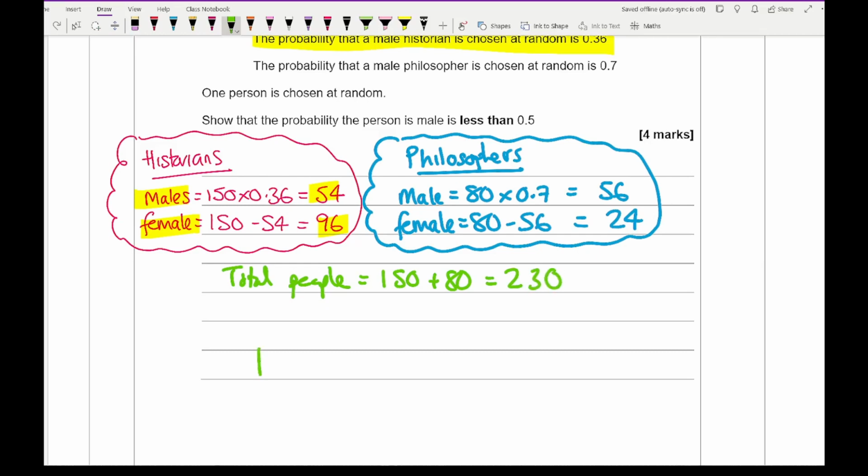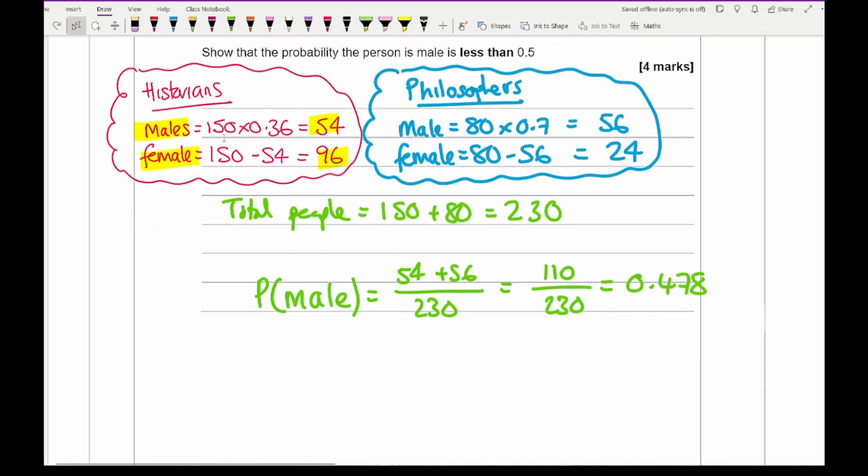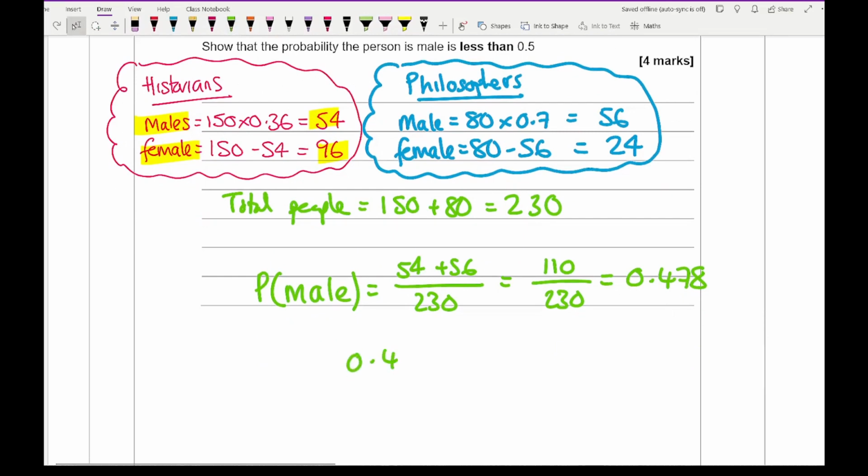So therefore, the probability of selecting a male is going to be the total of the males, which is 54 plus 56, all divided by 230, which gives me an answer of 110 over 230. And if I convert that into a decimal, it becomes 0.478. So as you can see, 0.478 is less than 0.5, which is what they wanted me to show.